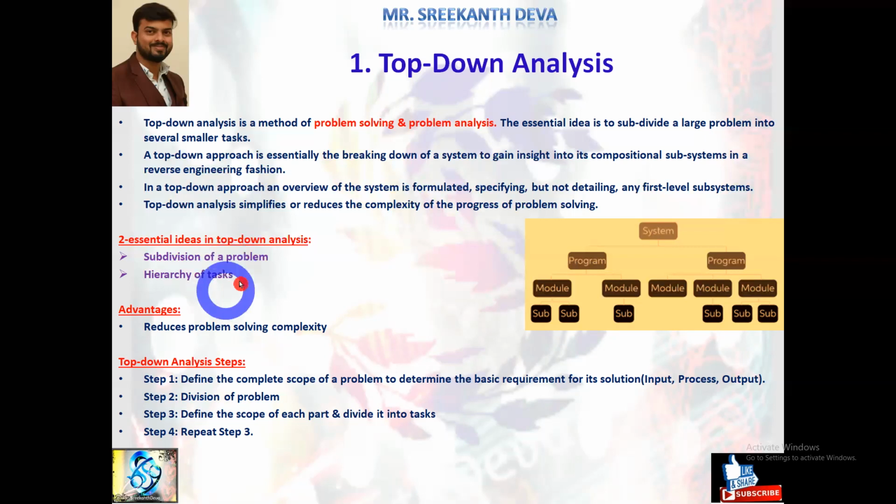Okay. Second one is hierarchy of tasks. The method of top-down analysis does not simply divide a problem into two or more smaller problems. It goes further than that. Each of these smaller problems is further subdivided. This process continues downward from one level to another level until no further breakdown is possible. This is about what? Hierarchy of tasks. The main advantage of top-down analysis is what? Reducing the problem solving complexities.